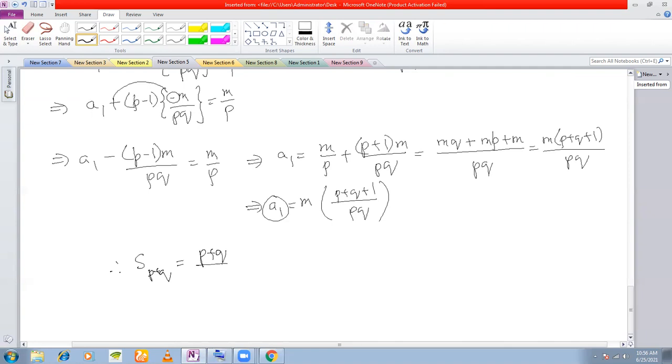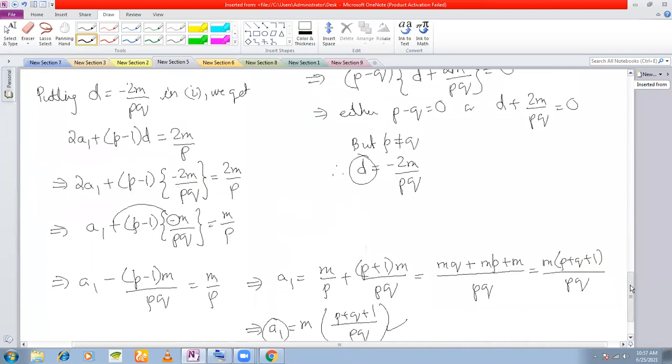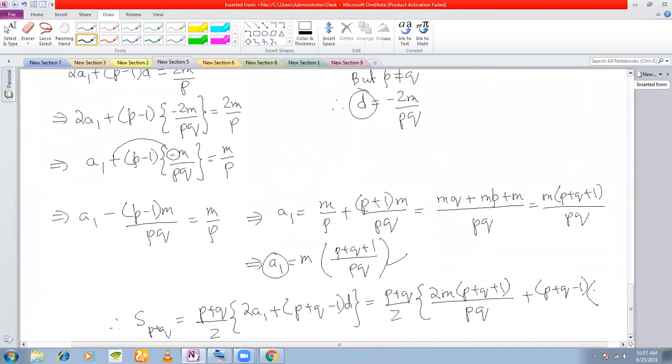N by 2 twice A1 plus N minus 1 into D. N here is P plus Q. Put the values of A1 and D. So we have P plus Q by 2 twice A1. A1 here, the value here is M times P plus Q plus 1 divided by PQ plus P plus Q minus 1. And what is the value of D we have got? Minus 2M by PQ. Right?